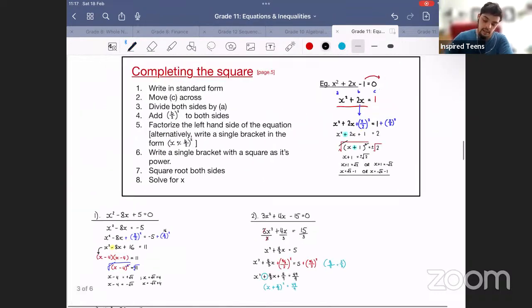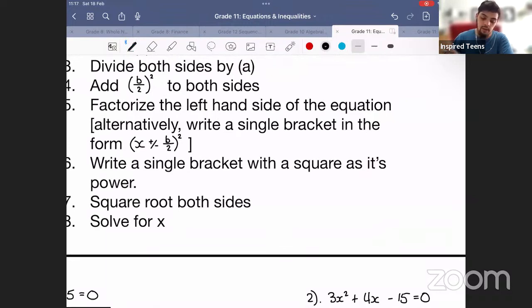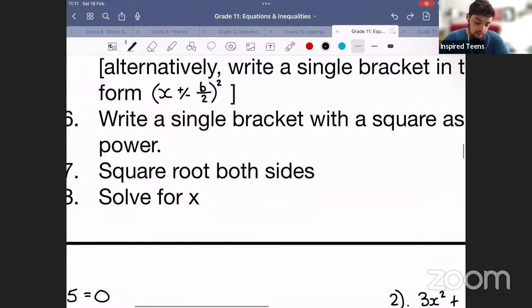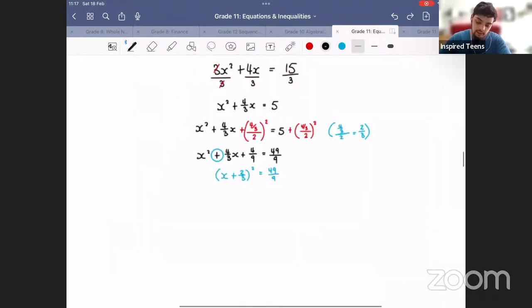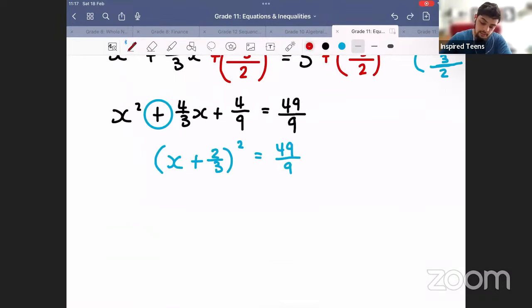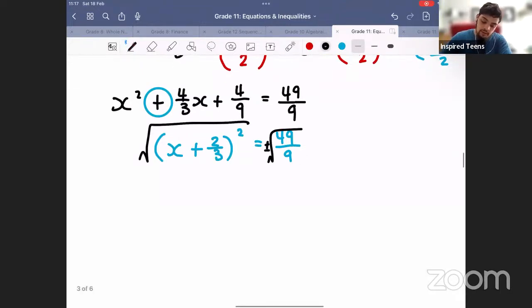Next step, it says, write a single bracket with the square as its power. That's if you factorize, then you do that. But obviously in this case, we already have a single bracket with the square as its power. Square root both sides and solve for x. So now we are going to square root both sides. Square root this guy and then square root that guy. So this cancels with that. I have x plus 2 over 3 is equal to positive root 49 over 9.